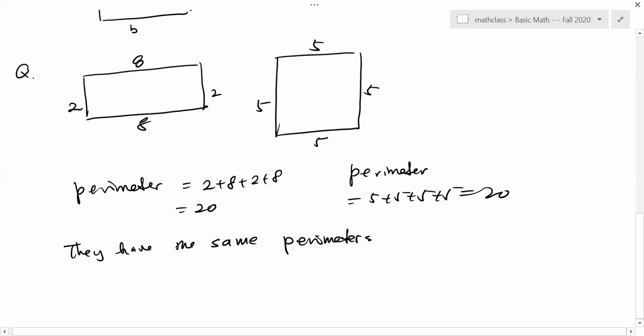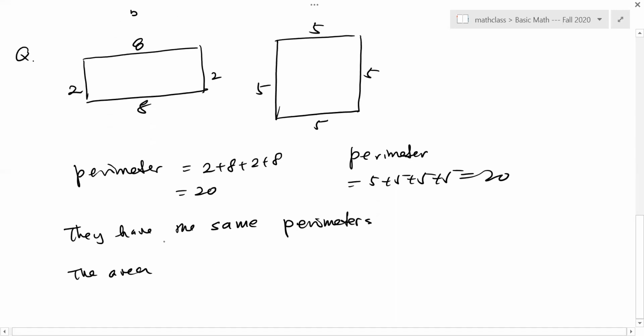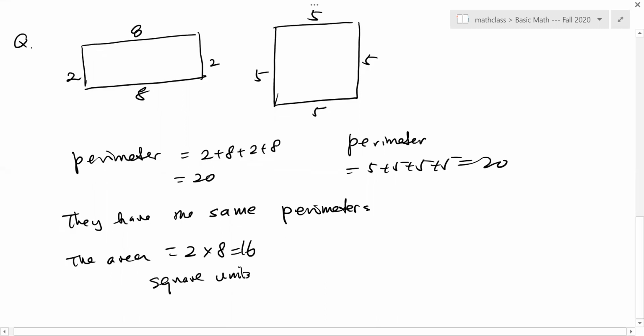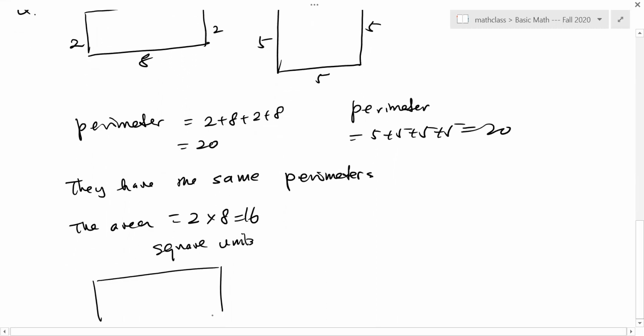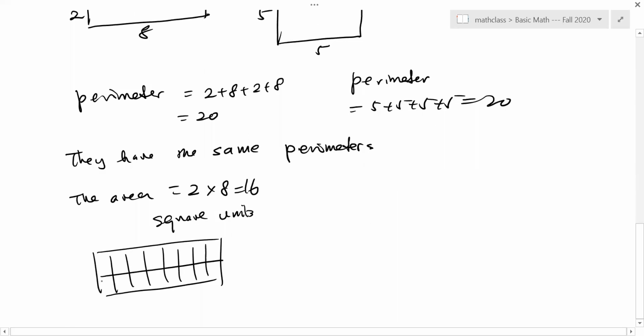The area on the left hand side is going to be 2 times 8. It's 16. We call them square units. Just multiply that together. That means if you divide them into unit squares, you have a total of 16 unit squares there. 1, 2, 3, 4, 5, 6, 7, 8. So 16. Total you have 16 unit squares.